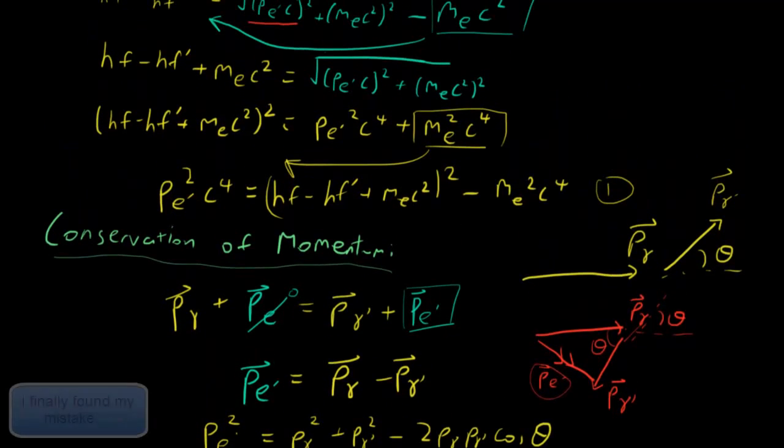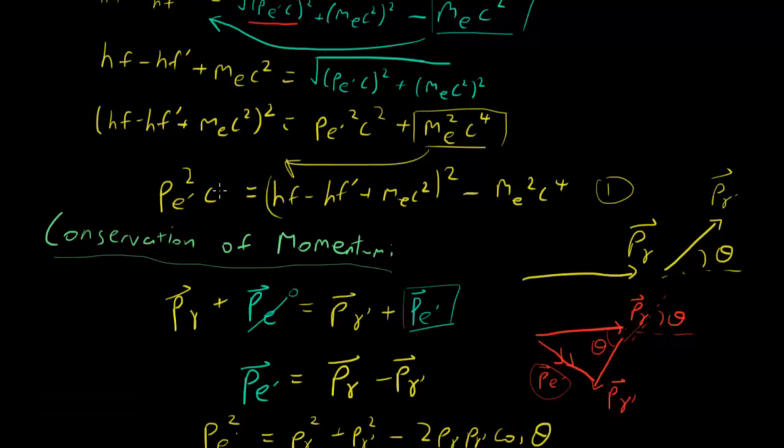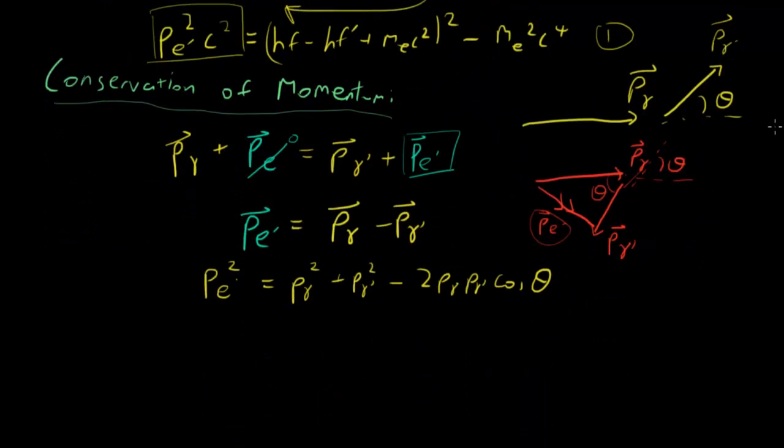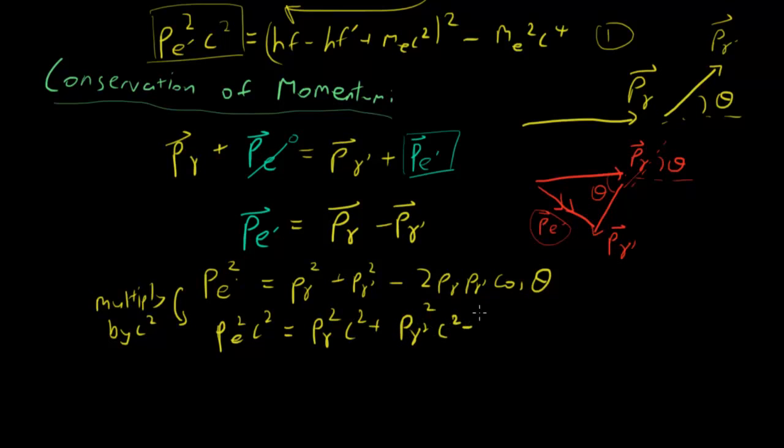Oh wait, I just noticed something. Why is this a 4? It should be a 2. Okay, that was weird. So in order to make this variable appear in this formula, we basically multiply both sides by c squared. So let's do that. p e squared c squared equals p gamma squared c squared plus p gamma prime squared c squared minus 2 c squared times the momentum of the gamma before times the momentum of the gamma after times cos theta.